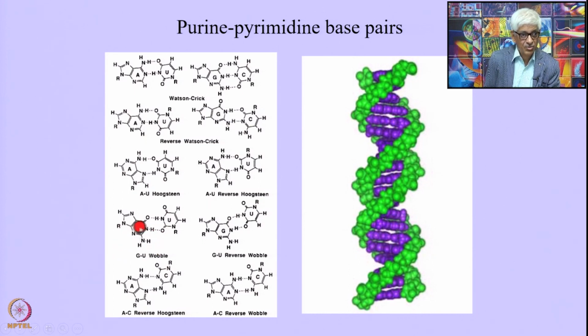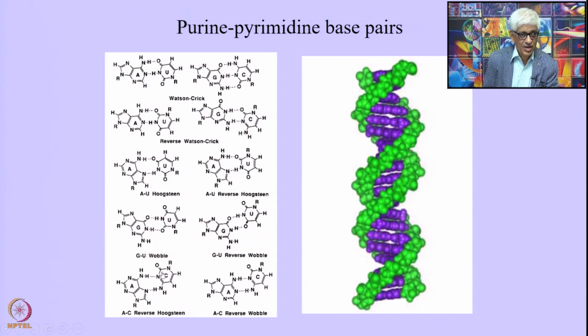So this N1 of G pairs with this oxygen here, and once again this is the normal GU base pair, okay, NR here, and the reverse is again the NR goes on the other side. So it depends on which oxygen is involved in the hydrogen bonding, whether it is this oxygen or this oxygen. That is what determines whether it is in the normal way or in the reverse way. So this is called the wobble base pair, because this is normally not there in the duplex DNA.